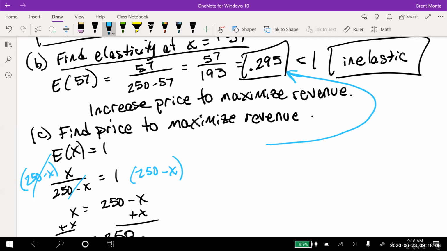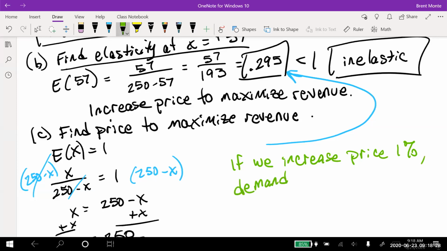So that would say something along the lines of, let's do this in another color pen. If we say increase price 1%, demand, now remember we put that negative in there to change the signs, but they're going in opposite directions. Demand will decrease by 0.295%.